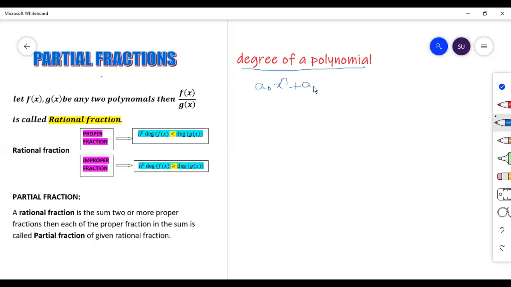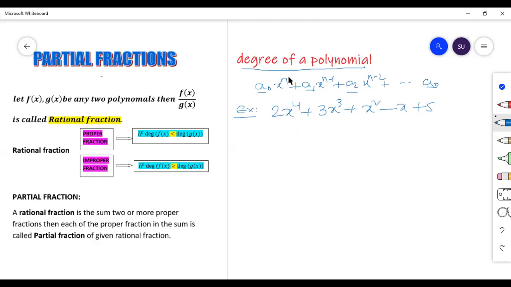From our childhood we are practicing this one: a naught x power n plus a1 x power n minus 1 plus a2 x power n minus 2 plus and so on, plus an. These values a naught, a1, a2 and so on might be any real numbers or complex numbers. For example, 2x power 4 plus 3x cube plus x square minus x plus 5.